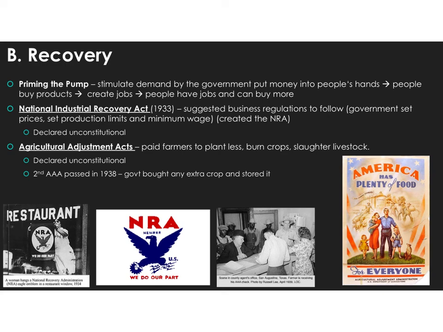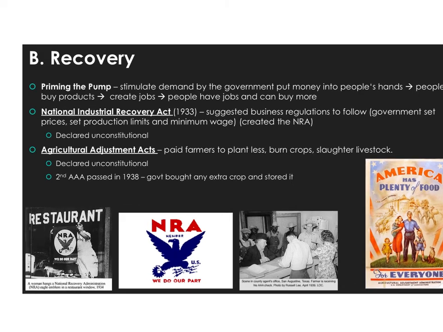But now that was relief. Recovery itself, there's a couple issues here. The idea of priming the pump has been said before. You get money into people's hands, even if the government's paying you, and people buy products. And when people buy products, they're creating jobs. People create jobs, and they can buy more. And eventually, the government can pull out and stop creating jobs because jobs are created slowly. That's priming the pump.